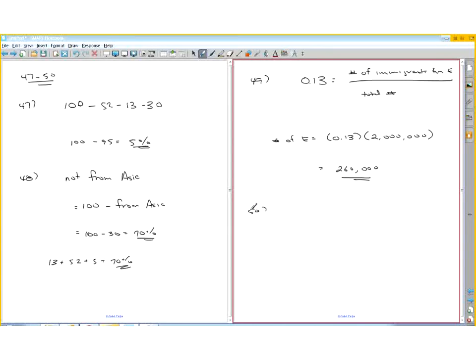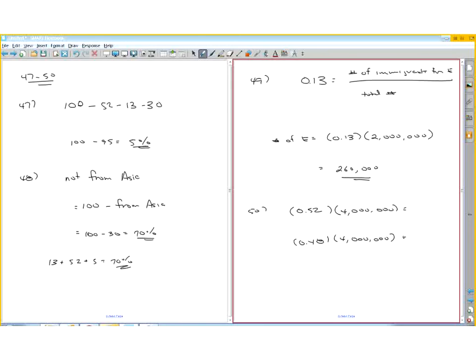And then 50, in a group of 4 million immigrants, how many more would there be from Latin America than all the other regions combined? So we have 52% times, how many immigrants do we have total? 4 million. So that would be the number of Latin American immigrants. The number of non-Latin American immigrants would be equal to the rest of them, which is 0.48, because these have to add up to be 100.